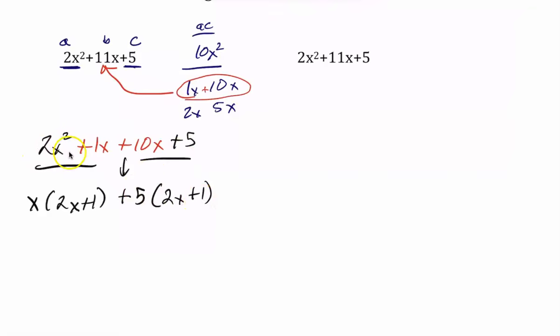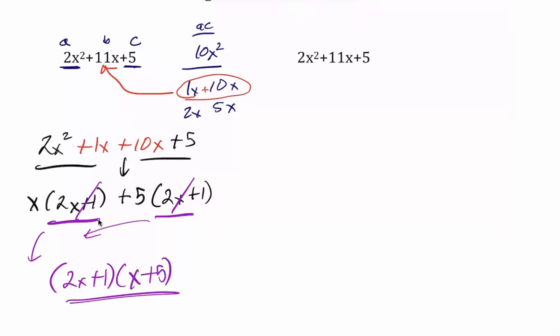Same thing happened here, right? I factor out the x. Divide this by x, you get 2x. Divide 1x by x, you just get a 1. And now these match, so you can factor that out. And you get 2x plus 1. These are gone because you factored them out. And you technically divide both of these by 2x plus 1, and you get x plus 5. So that's the proper way to factor.